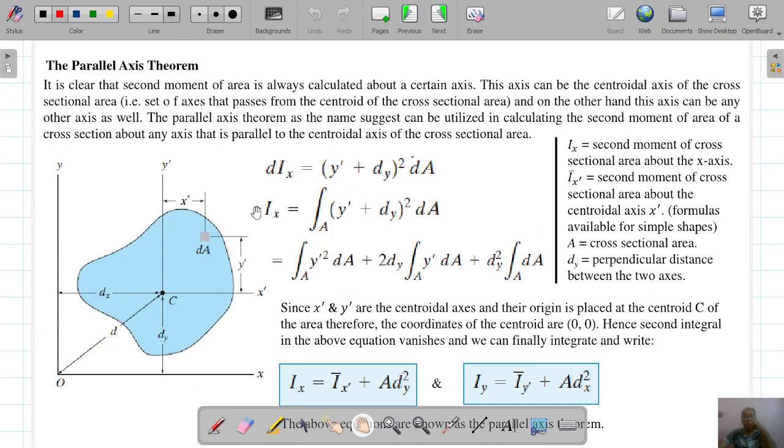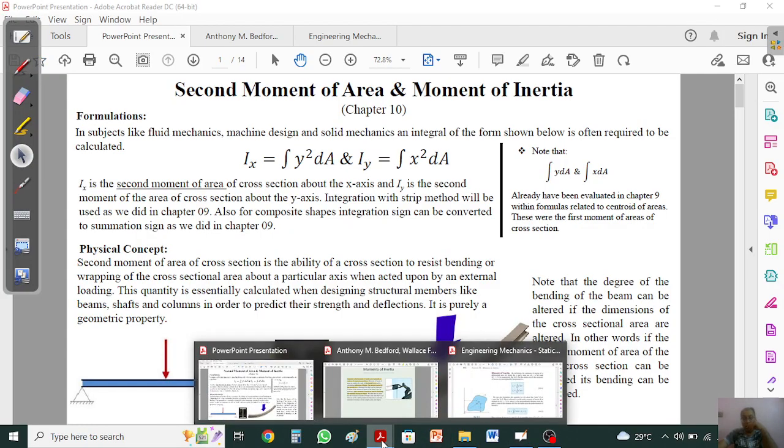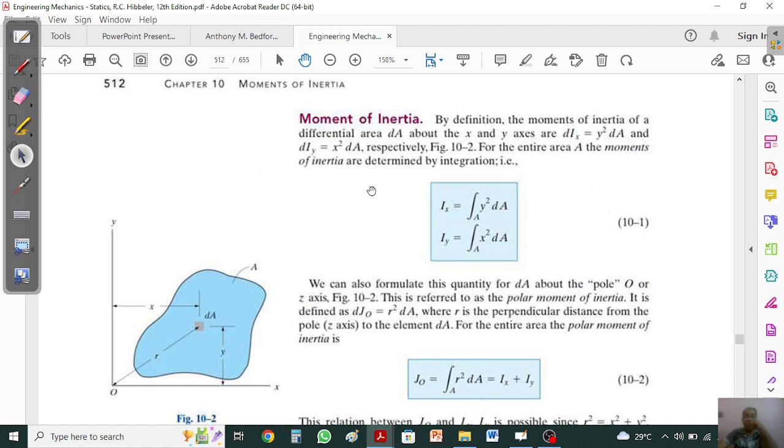Then comes a very important theorem called the parallel axis theorem. We already know the formula for how the second moment of area is calculated. Before this, let me look at your book, R.C. Hibbeler. It defines the moment of inertia as dIx equals integral of y square dA. If you integrate, y square is a constant, so integrating dIx gives Ix, and integrating dA gives A. So Ix equals integral of y square dA, and Iy equals integral of x square dA.